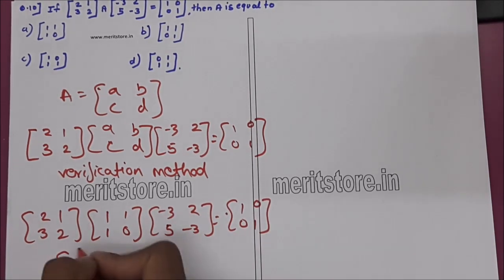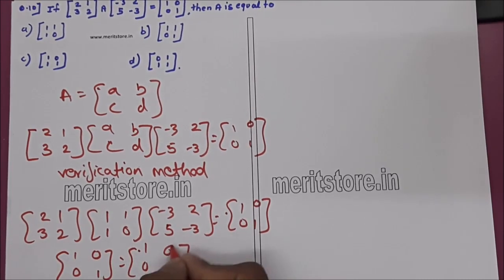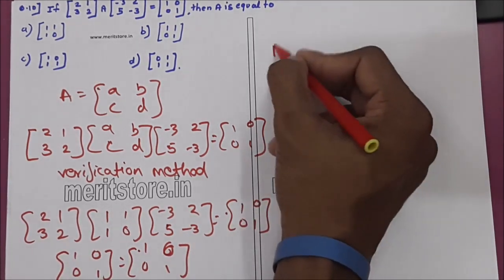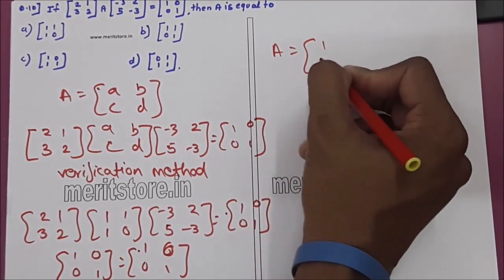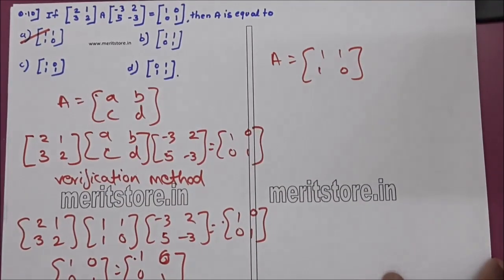So we solve this, we get 1, 0, 0, 1, which is equal to the unit matrix 1, 0, 0, 1. Therefore, we get an equal matrix on the left hand side as well as the right hand side, that is the unit matrix. Therefore, A is equal to 1, 1, 1, 0, which is option A. Option A is the correct answer.